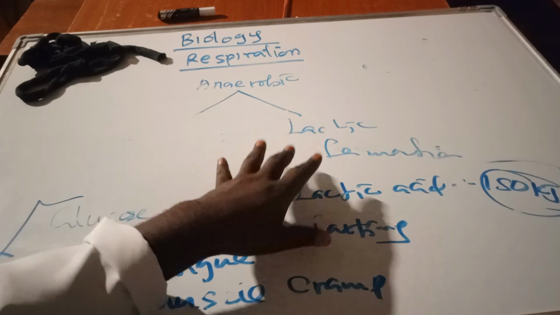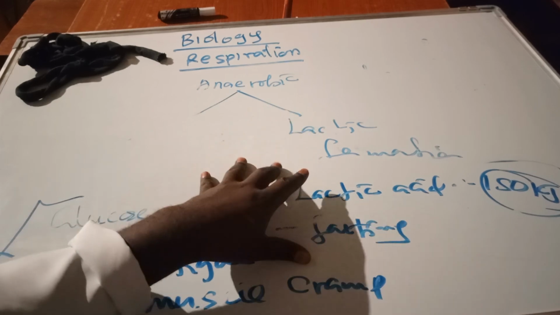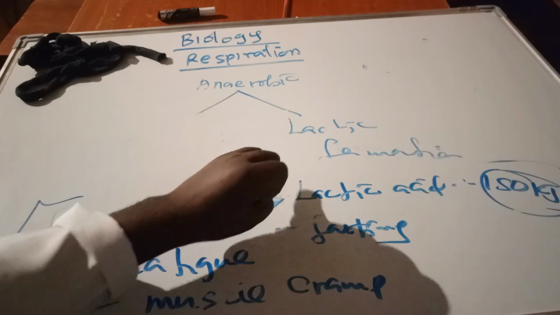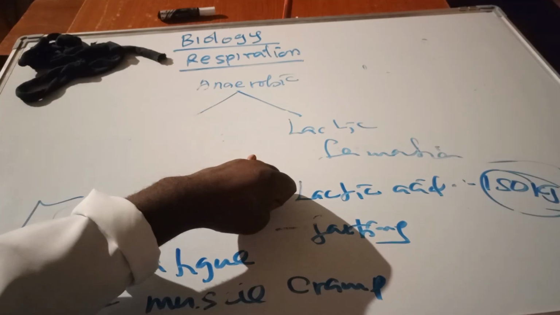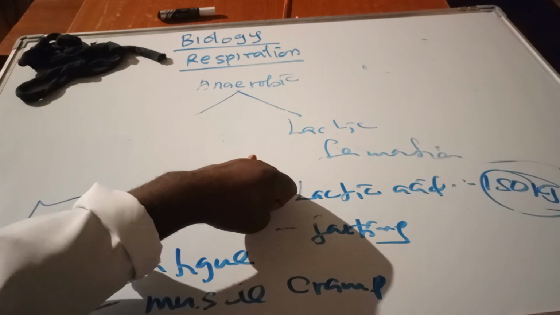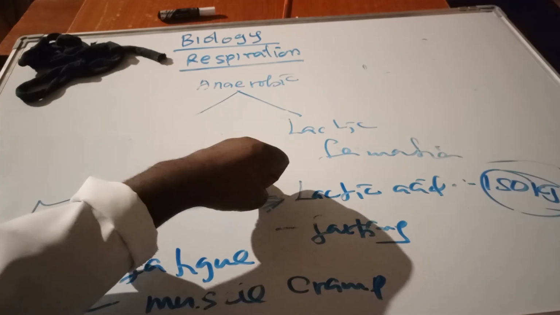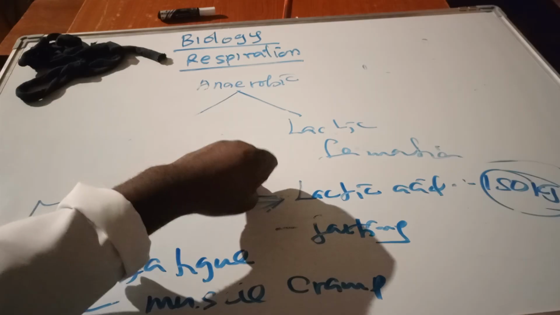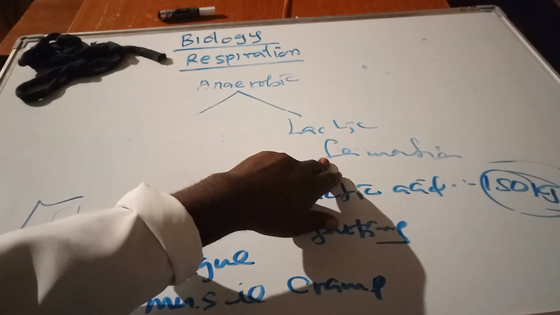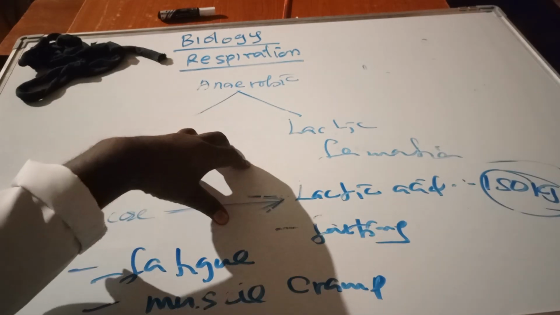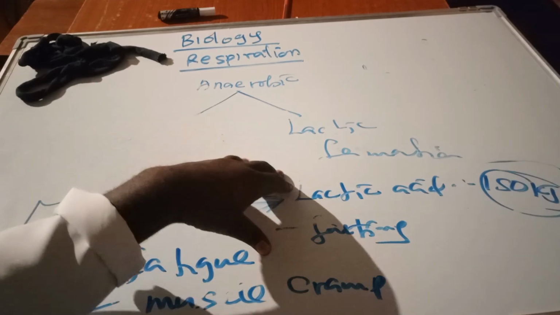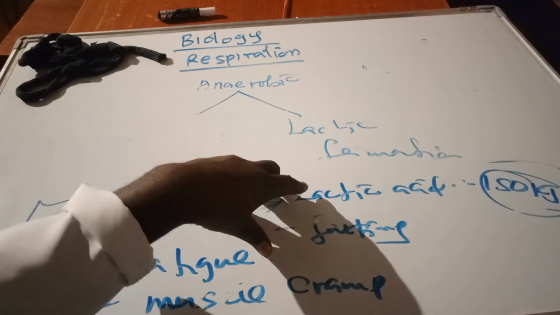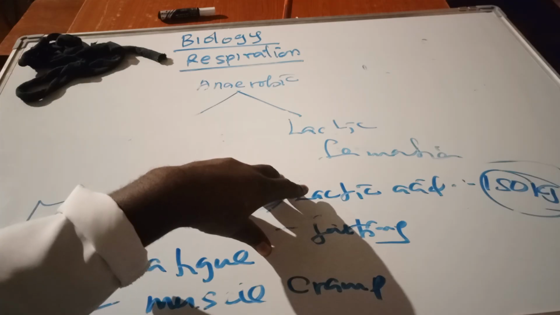And there are two types of anaerobic respiration. Number one is alcoholic. This one takes place in beer brewing. Apart from alcoholic, I've also got what we call lactic. So under alcoholic, the products are carbon dioxide and alcohol, and a small amount of energy, about 210 kilojoules.